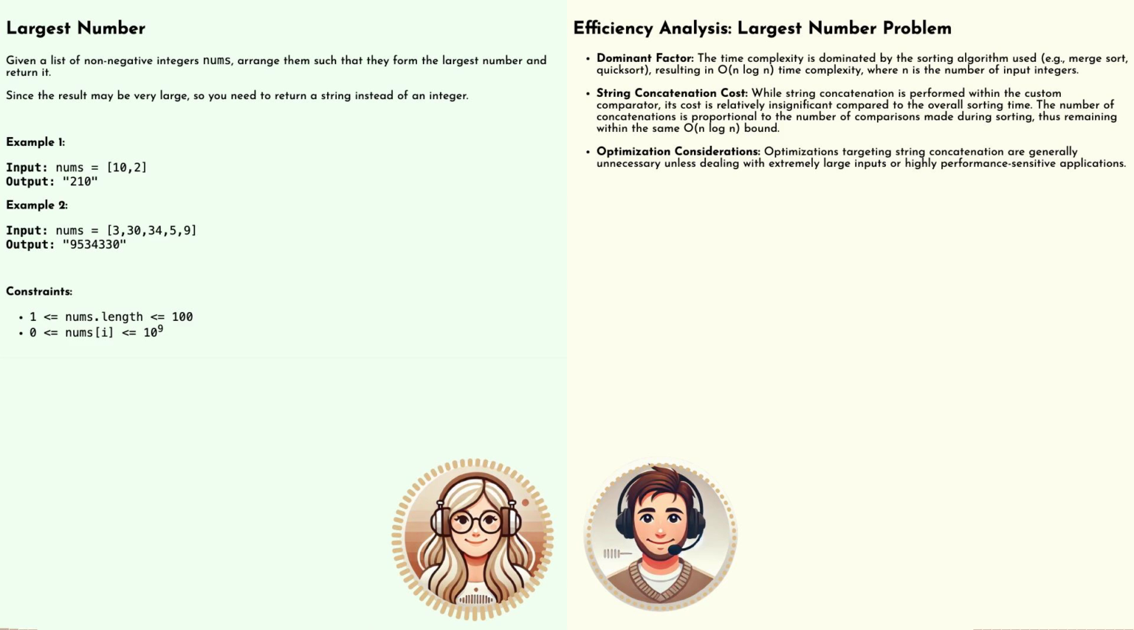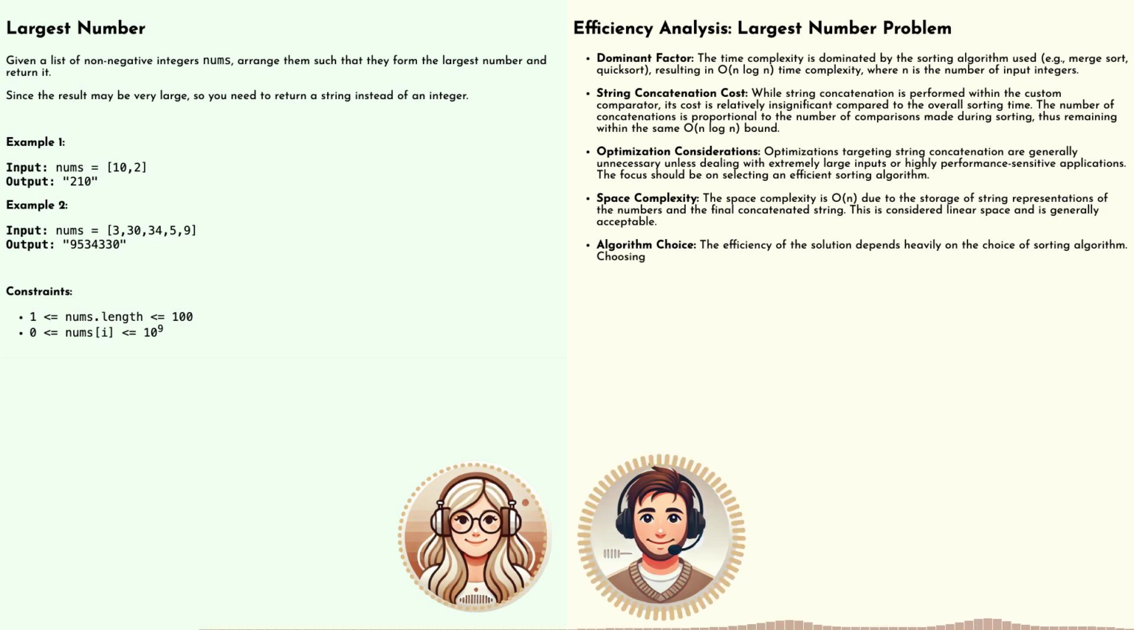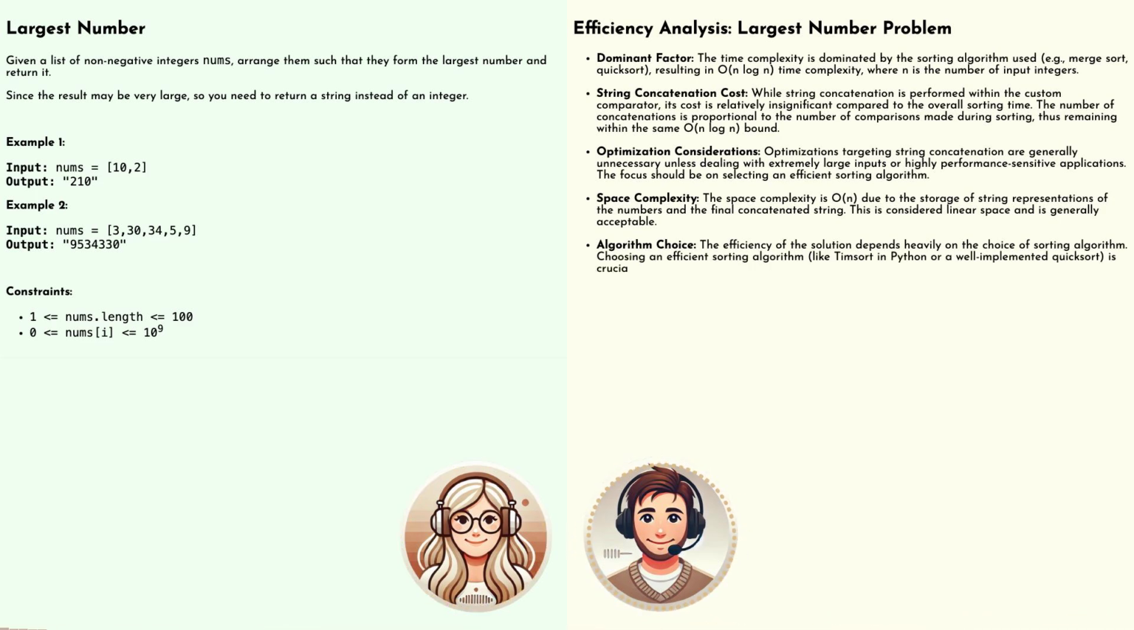The time it takes is mostly determined by the sorting algorithm itself. Good algorithms like merge sort or quick sort are pretty fast. So what's the time complexity? O(n log n), where n is the number of integers we're dealing with. Much better than factorial. Way better.